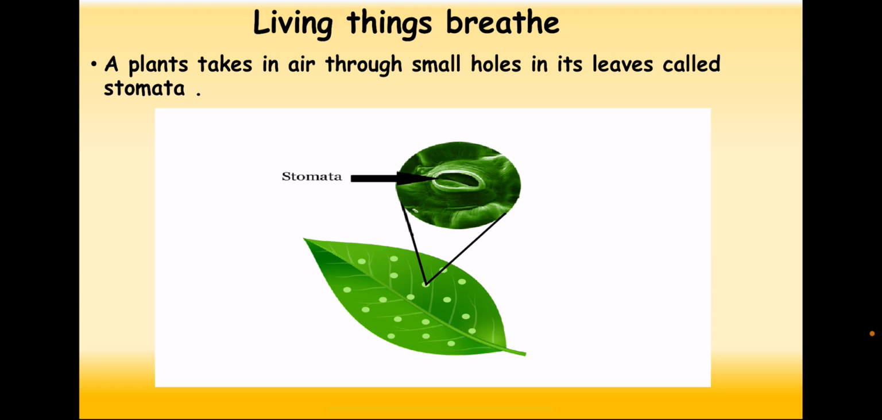Like the human being and some animals having the nose and the mouth, and with the help of nose and mouth they take in the air. But the plants, they do not have a mouth and nose, so they have stomata. So with the help of stomata they take in air. So the living things can breathe. This is also a very important characteristic of living things.